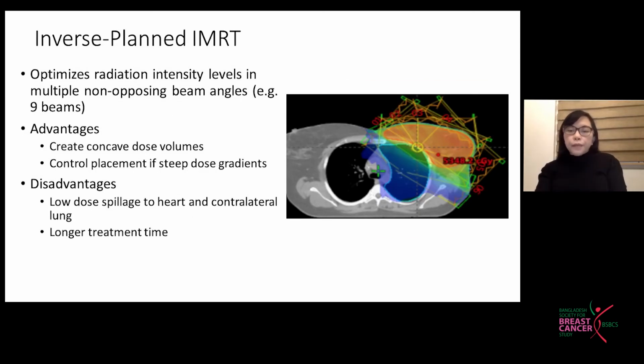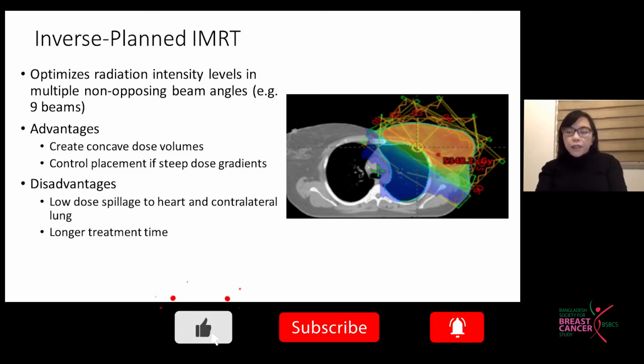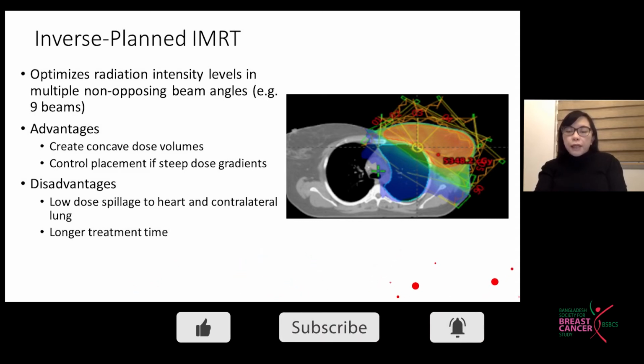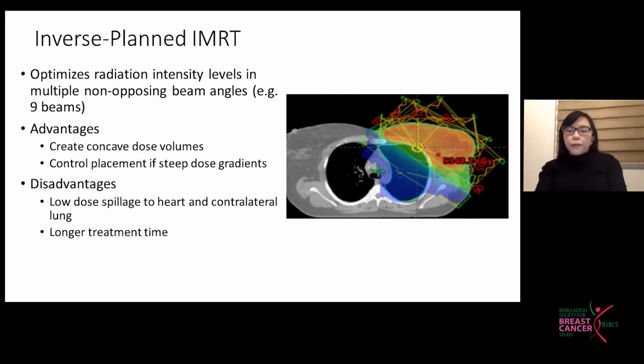So others have looked at inverse planned IMRT using multiple non-coplanar beams, and obviously this gives us the advantage of being able to place steep dose gradients at the interface between the heart and the target. But the disadvantage is we spill a lot of low dose to the contralateral lung, heart, and breast, and there's a longer treatment time to consider.